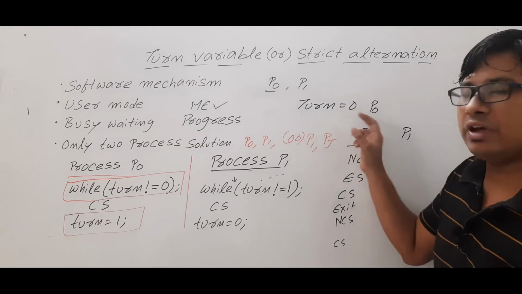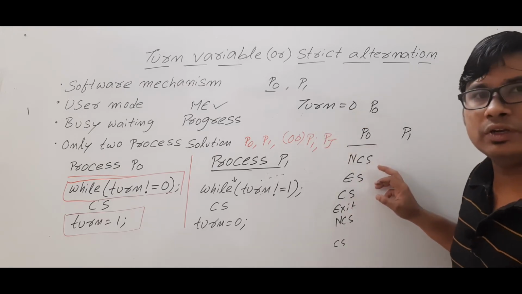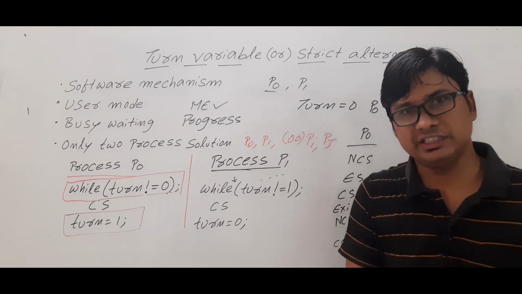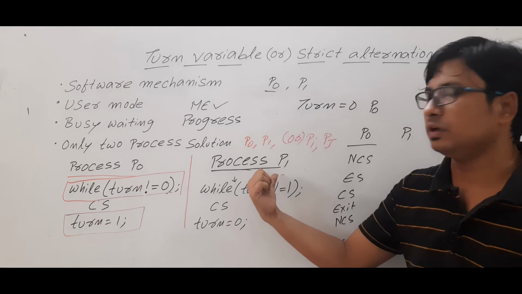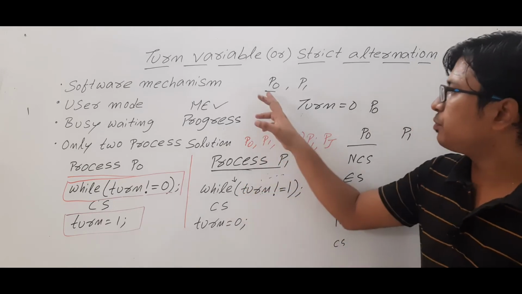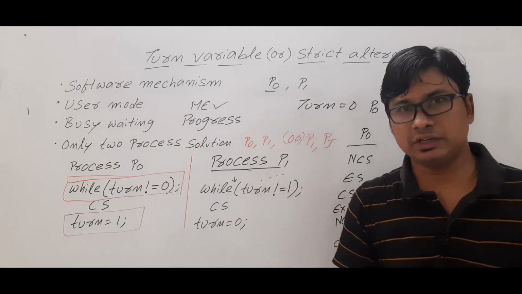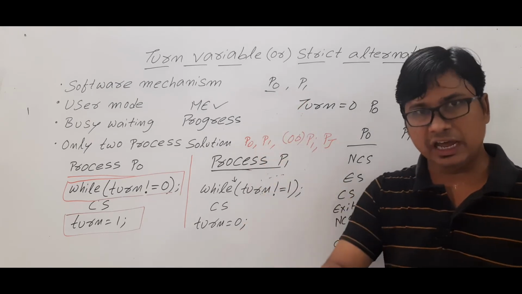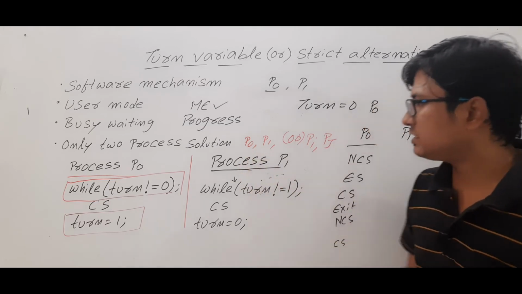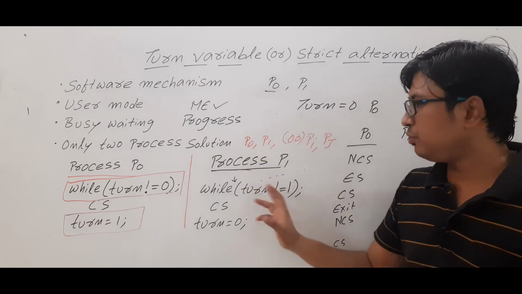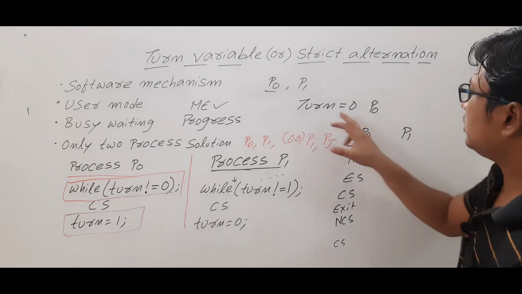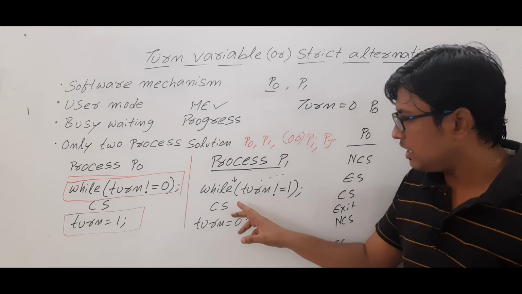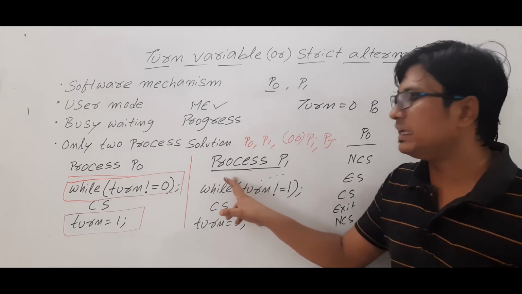Let's take that turn value is equal to 0. Process P0 is executing the non-critical section. If it is executing the non-critical section, it is not ready to enter into the critical section. If process P0 is not ready to enter into the critical section, it should allow the process P1 to enter into the critical section. If it allows, progress is achieved. Now let's check whether it allows the process P1 to enter into the critical section. Now turn value is equal to 0. If process P1 wants to enter into the critical section, it should execute the entry section.